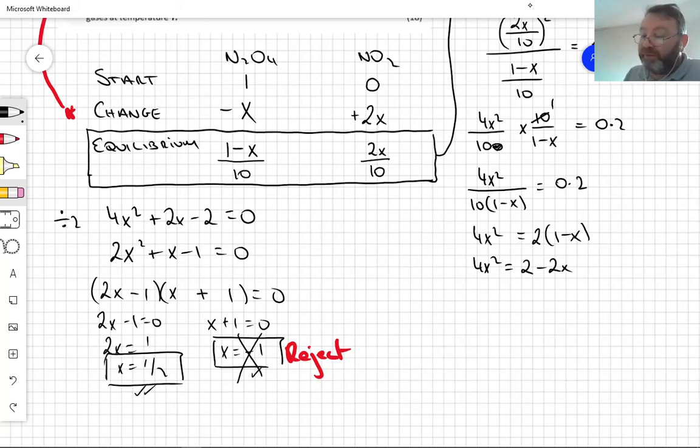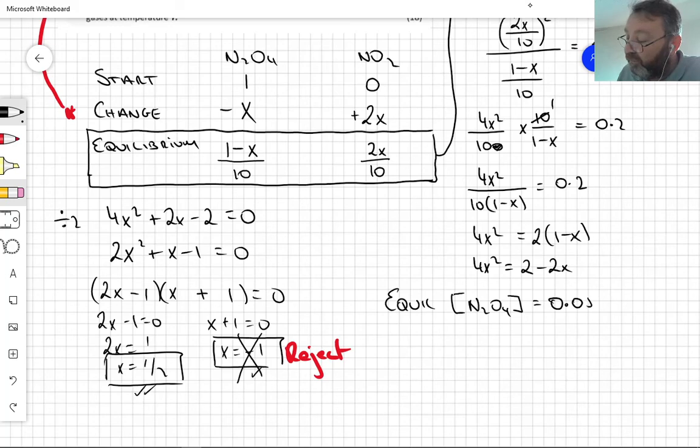So now we've got to go back to the equilibrium concentrations, because that's what the question asks. And the equilibrium concentration of N2O4. Well, what is it? N2O4 is 1 minus the value of x over 10. Well, 1 minus the value of x is a half. So a half divided by 10, so 0.5 divided by 10 is 0.05 moles per litre. And the equilibrium concentration of nitrogen dioxide is equal to 2 times a half, which is 1 over 10, which is 0.1 moles per litre.